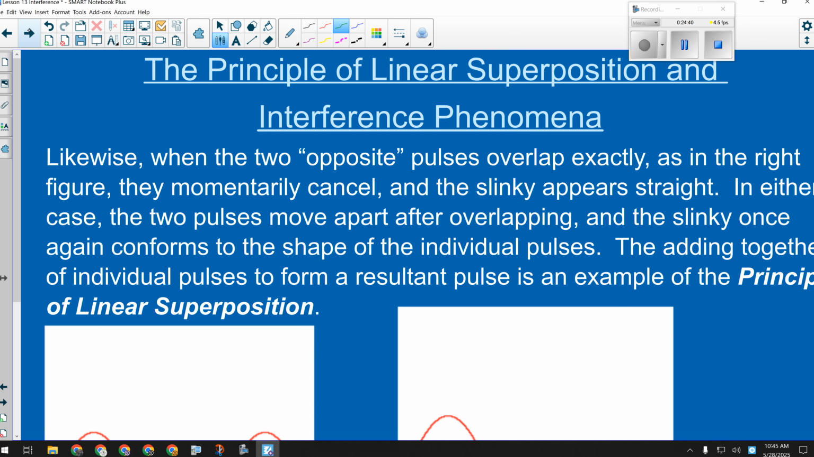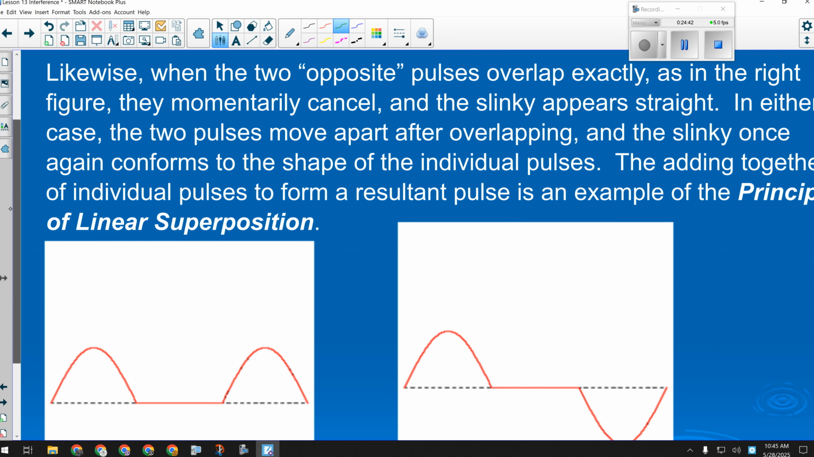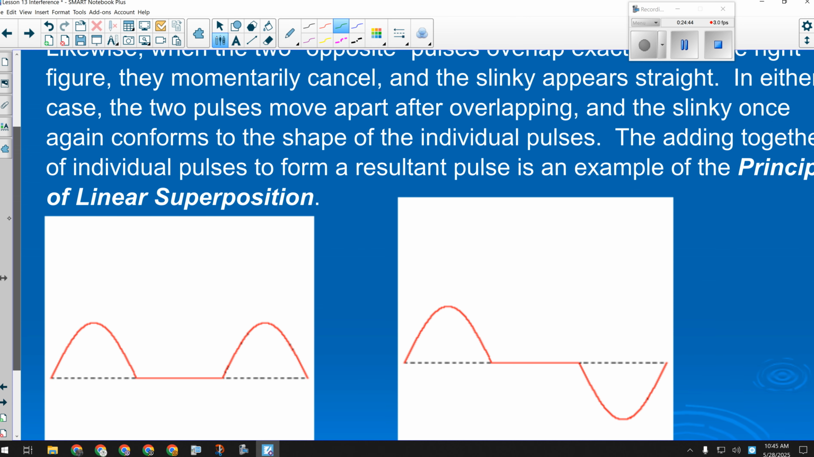Okay, so when they overlap exactly, if these two are headed towards each other, when they're both right here, then obviously the amplitude would be one tall wave, and here when they overlap, the whole thing would be flat. Okay? Everybody good with that?